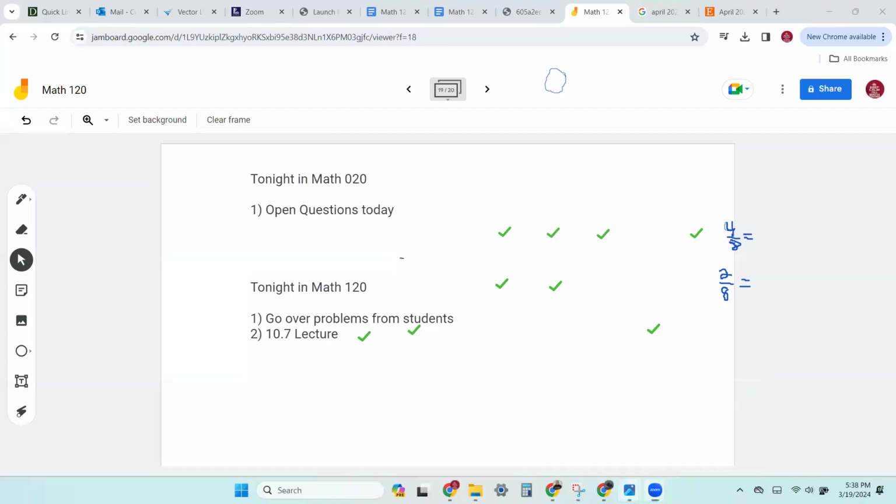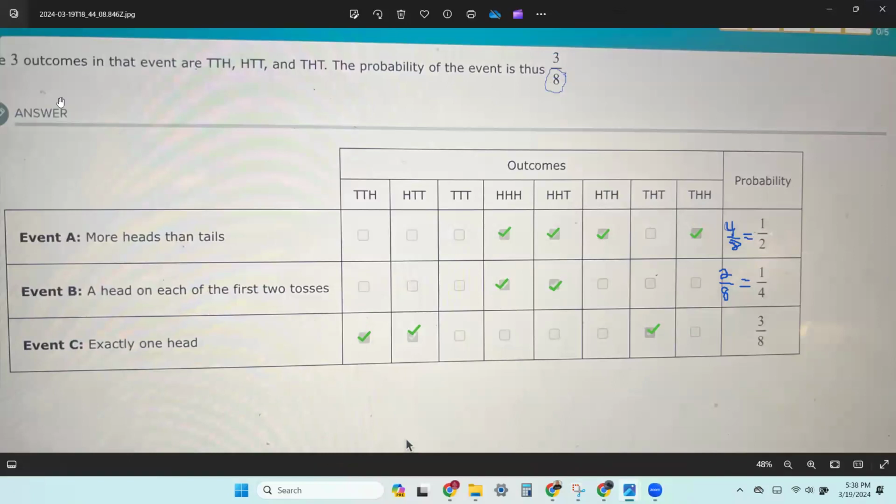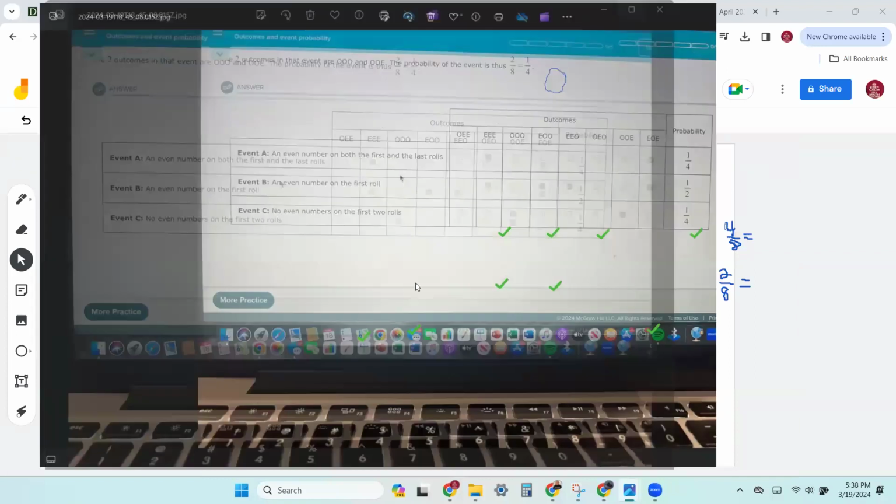Yeah, I mean, that's half of the battle, just determining what's being said. The outcome is whatever it says on the top of that. Same thing as that one. Yeah, this is just 3 flips of a coin. So they're asking you questions on each one. Okay, let's see, what about this one?